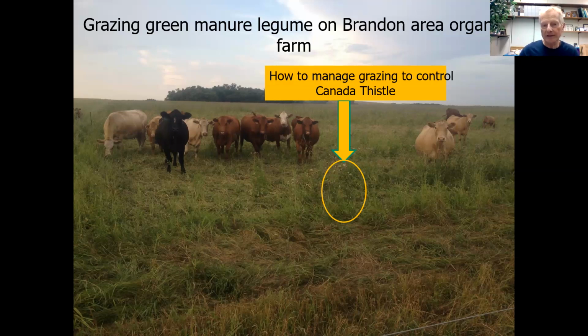And I'm not going to lie, beef cattle are not going to eliminate the Canada thistle. They will suppress it. And if you have a patch of Canada thistle, you might put a small round bale here or something to get the animals to trample this. But that's difficult if the thistle is spread across the whole field. Mixing sheep in with the beef animals will definitely improve the Canada thistle control, and then goats will do even more damage to the thistle.